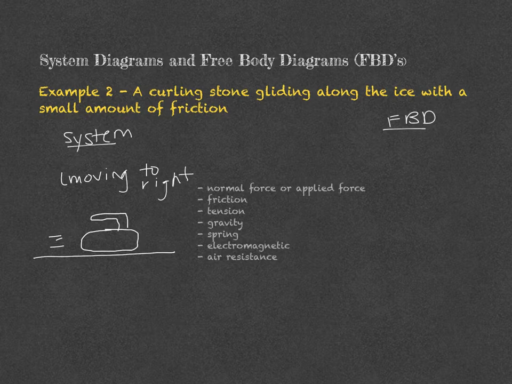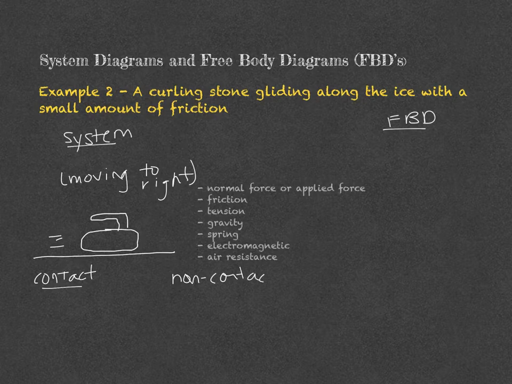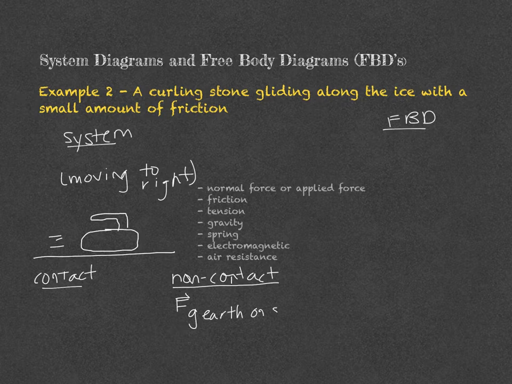So we want to start off, once we've done our system diagram, by listing the forces, and we're going to list contact and non-contact forces. And we'll just go through my list of possible forces and put the ones that apply here. So I actually like to start with gravity, so I'll list that one first. Gravity is a non-contact force, so I'm going to put it under the non-contact. And gravity is always of the earth on whatever object we're looking at. In this case, it's the stone.